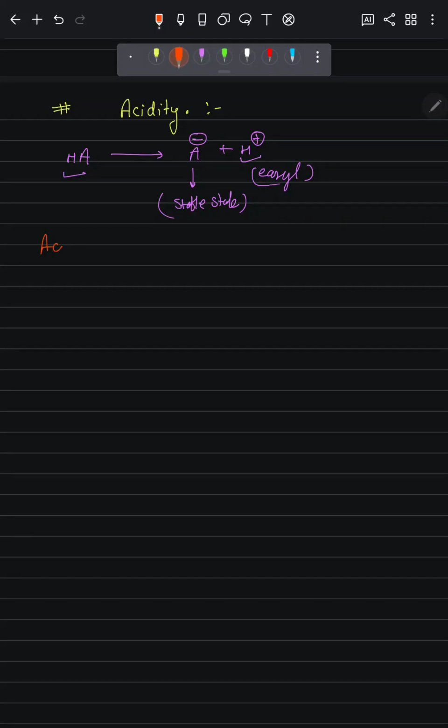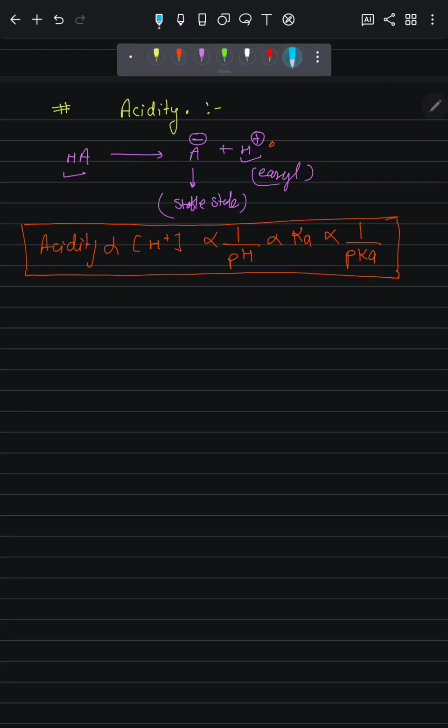And the acidity is directly proportional to the hydrogen ion concentration, as we have discussed here, and it is inversely proportional to the pH, and it is directly proportional to the Ka, and inversely proportional to the pKa value. So these are some important things that we need to remember.